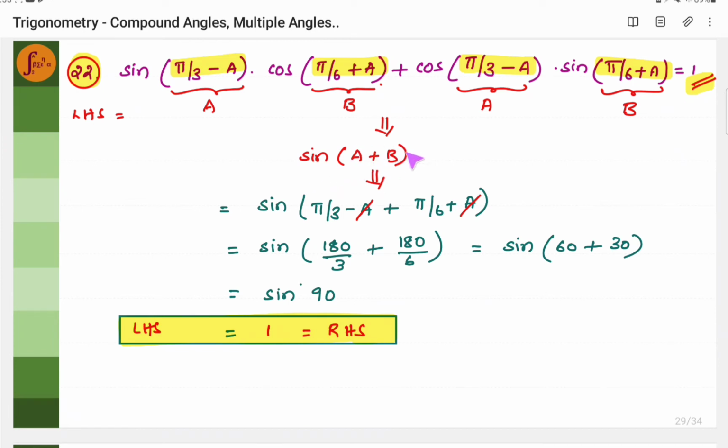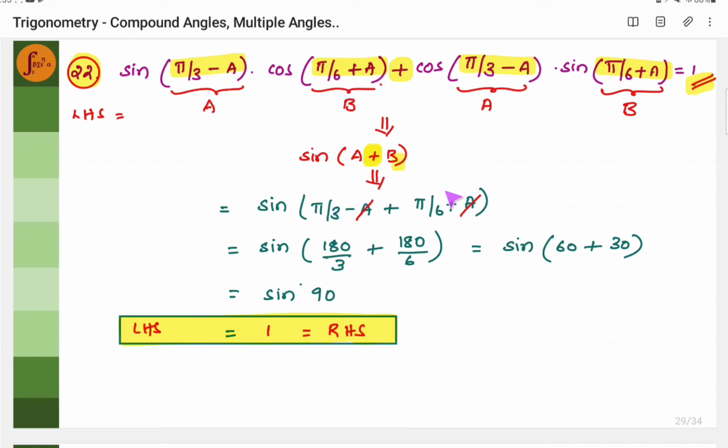Sin A plus B formula. Plus, because there is plus here, you'll have plus here. This is the sin A plus B formula. Now what is A here? Pi by 3 minus A is A, and pi by 6 plus A is B. So instead of A, we have pi by 3 minus A. Instead of B, we have pi by 6 plus A.